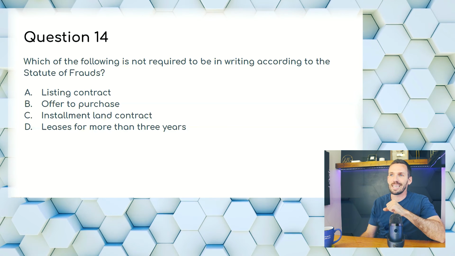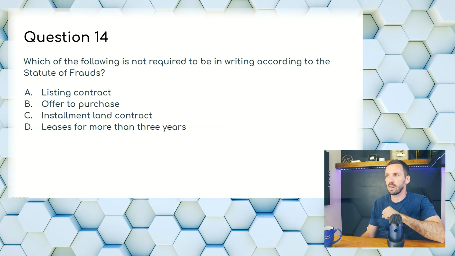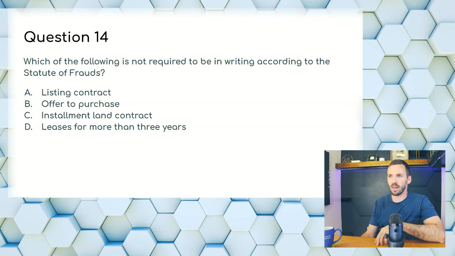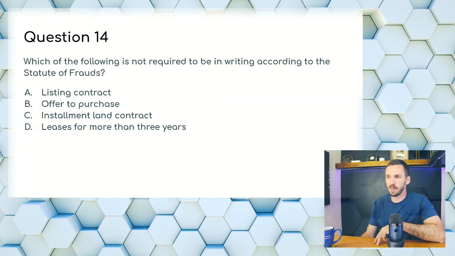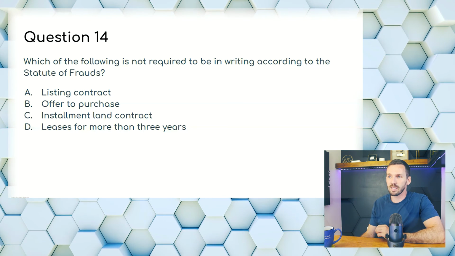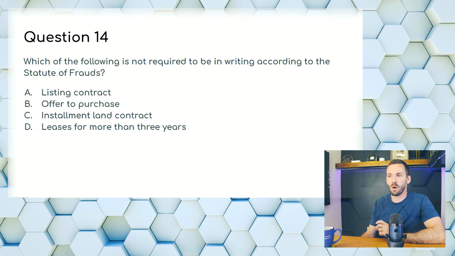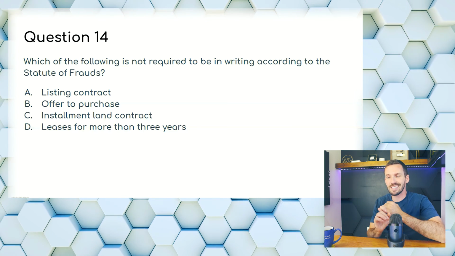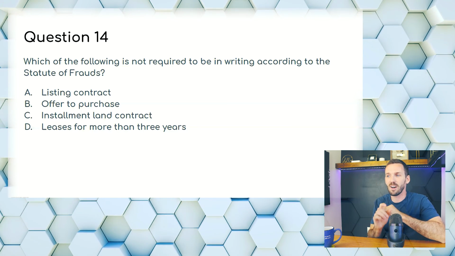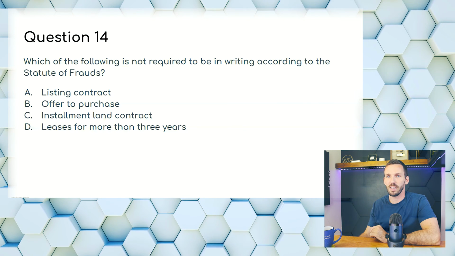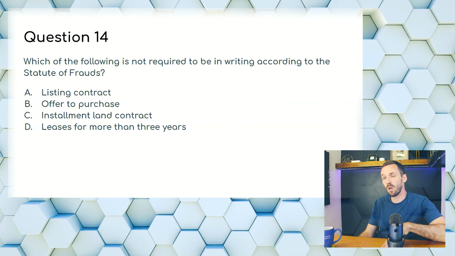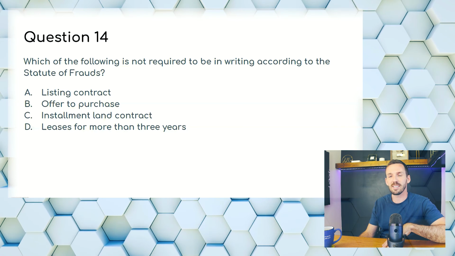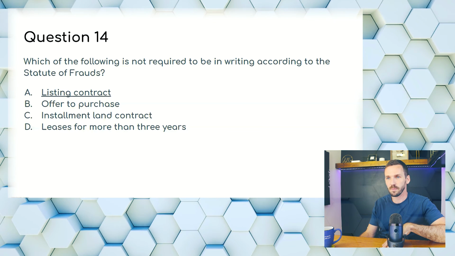Question 14. Which of the following is not required to be in writing according to the statute of frauds? Listing contract, offer to purchase, installment land contract, or leases for more than 3 years. So all right, if you remember that acronym, Dream Oils, all of these are there except for listing contract. The L in Dream Oils is for leases more than 3 years. Answer here is A, listing contract.